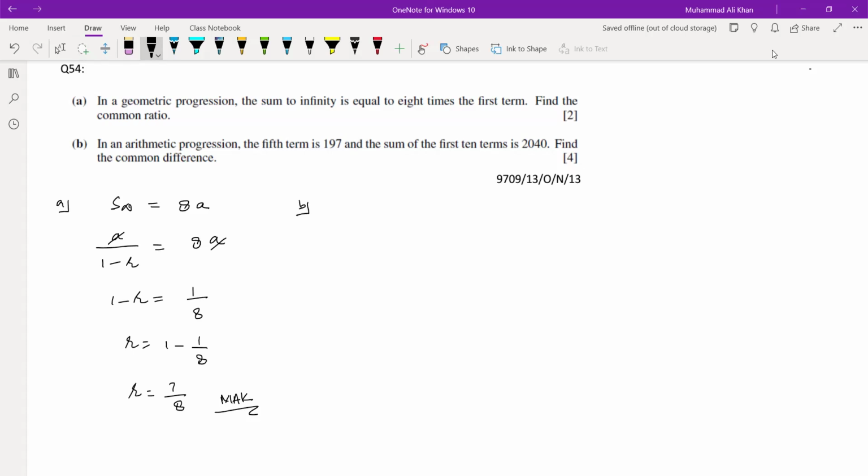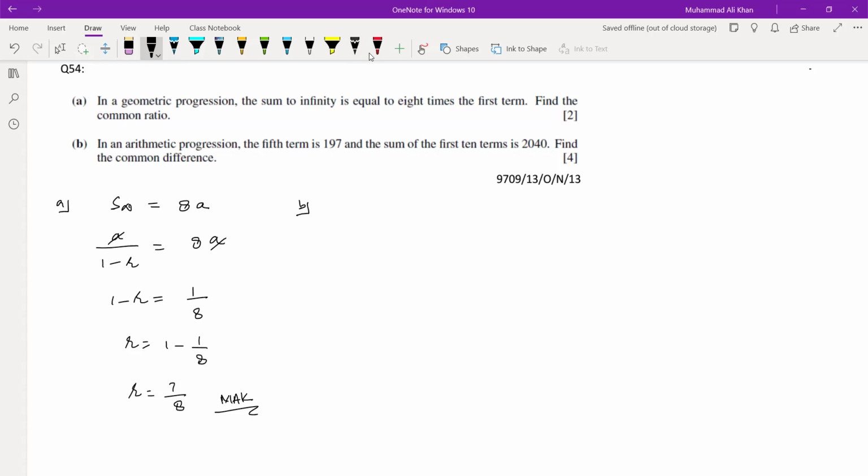Next, in the B part. Yes, any confusion? Sum up to infinity is 8 times first term. What is sum up to infinity? A over 1 minus R equals to 8A. A and A cancel out. Cross multiplication. 1 minus R here, 8 here. So 1 minus R equals to 1/8. By this, the value of R is 7/8. Clear? Next one, in the B part.